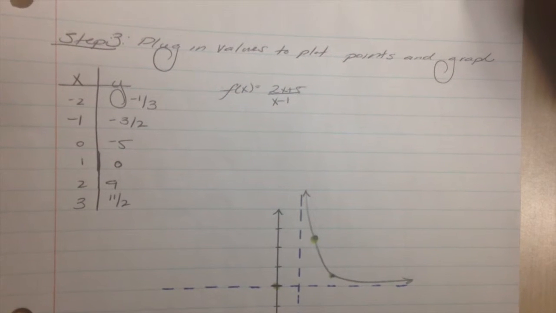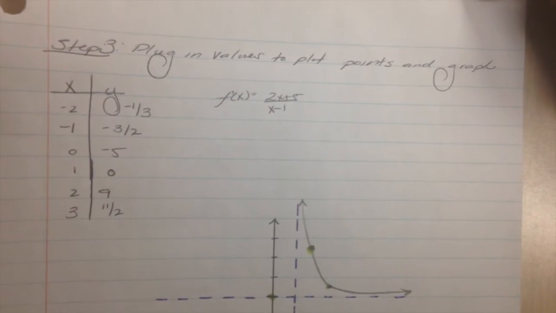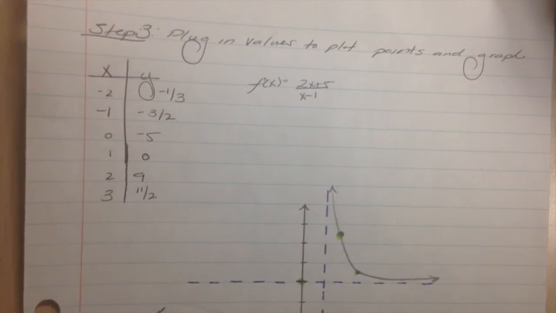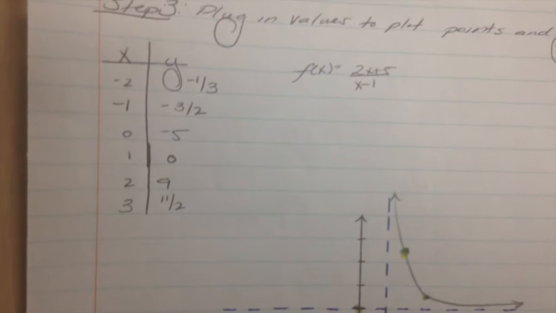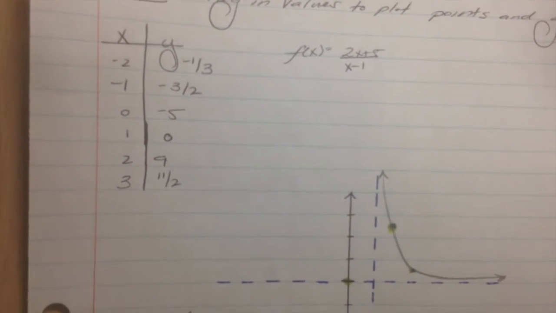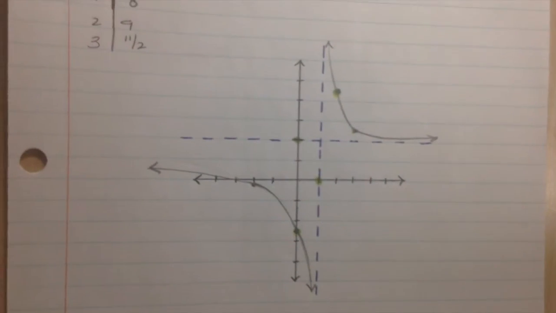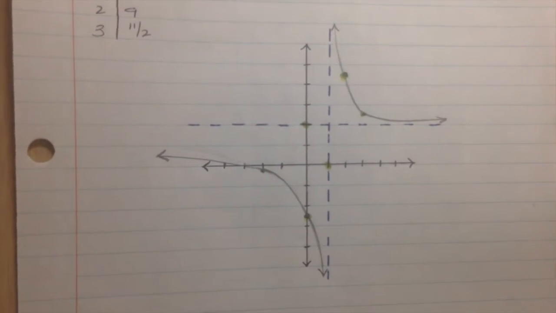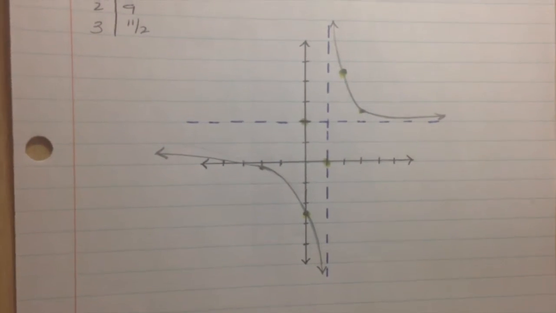And then for step 3, we're going to plug in random values to plot points and then graph. So we're going to use x equals negative 2, negative 1, 0, 1, 2, and 3. Plug all those points in, and then we graph. Make sure you dot the asymptotes to make sure the graph doesn't go past the asymptotes.